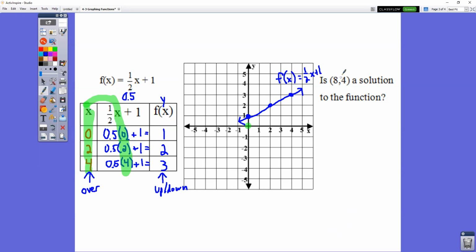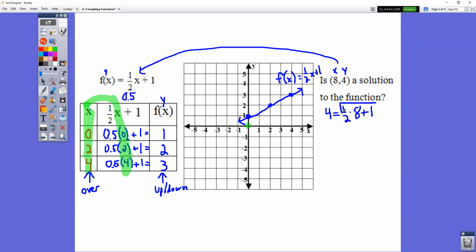Is the point 8, 4 a solution? Well, 8, 4. 8 is our x value. 4 is our y value because all points are always written x comma y. I'm going to take those and sub them in to our original equation. So instead of f of x equals or y equals, I'm going to have 4 equals. Instead of 1/2 times x, I'm going to have 1/2 times 8 plus 1.